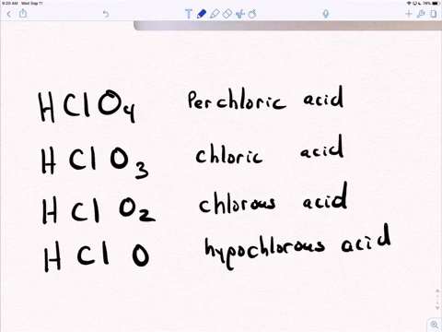But bleach is NaClO. It's sodium hypochlorite. So add a hydrogen to it. This is then hypochlorous acid. And the H is what makes it an acid. We're going to cover acids a little bit in chapter 5, very slightly, and cover it much more in depth in Chemistry 162.